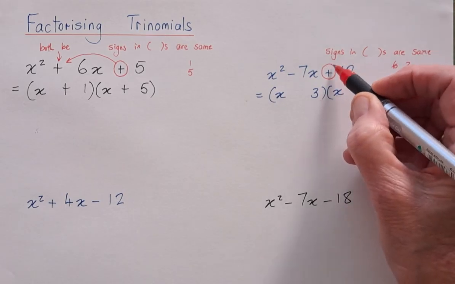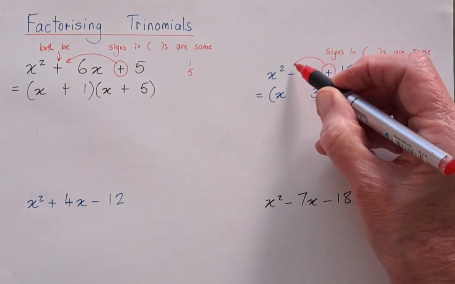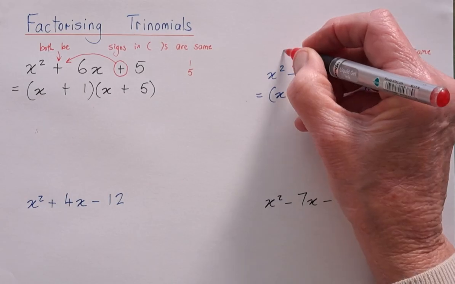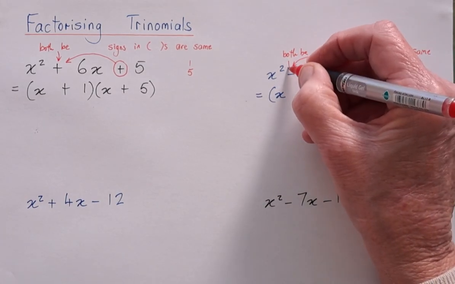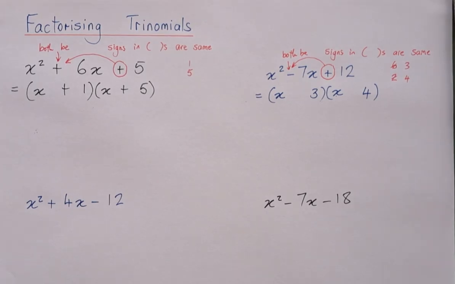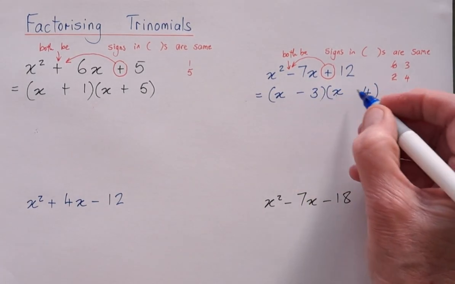And then once I've looked at the second sign, I go back and look at the first sign, and that first sign is telling me that they're going to be the same, and they're both going to be negative. So then I simply put in negative, negative.